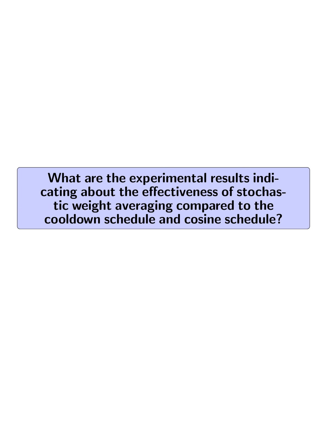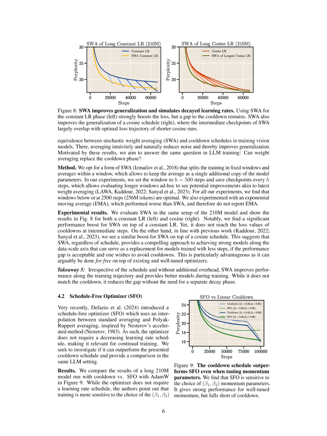What are the experimental results indicating about the effectiveness of stochastic weight averaging compared to the cooldown schedule and cosine schedule? The experimental results indicate that stochastic weight averaging, SWA, provides a significant performance boost on top of a constant learning rate, but does not reach the loss values of cooldowns at intermediate steps. SWA shows a similar boost on top of a cosine schedule, suggesting that SWA, regardless of the schedule used, offers a compelling approach to achieving strong models along the data scale axis.